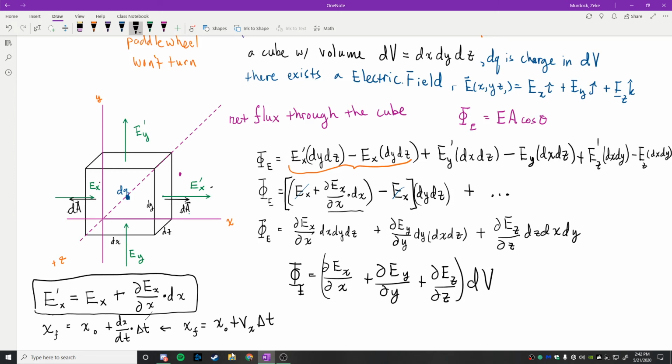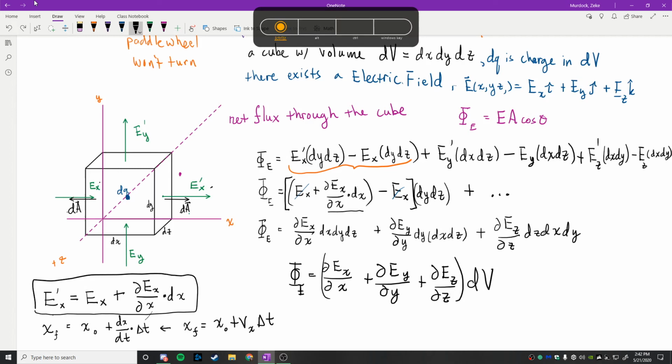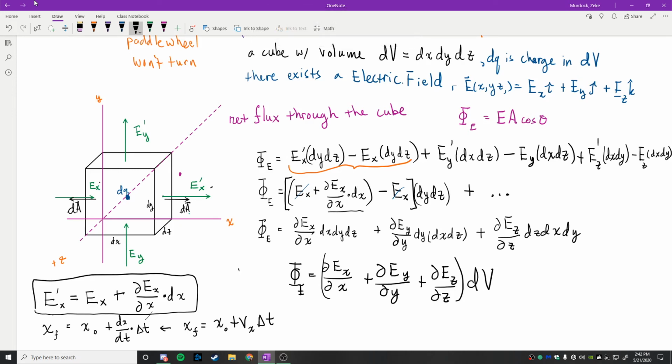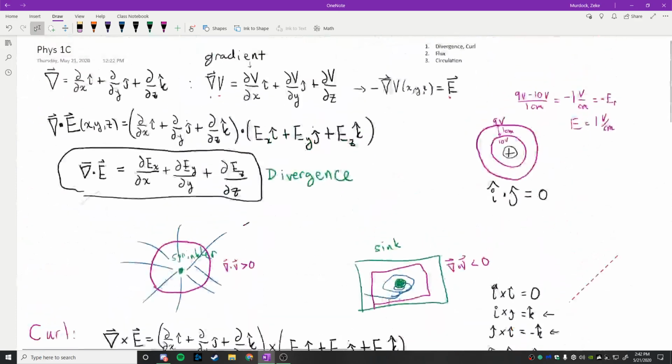But then you realize that this quantity right here, if we go back, which quantity is that? What is that thing in parentheses equal to? It's the divergence, yeah. If you look at it, the partial of Ex with respect to x, the partial of Ey with respect to y, and the partial of Ez with respect to z, that is the definition of what divergence is.